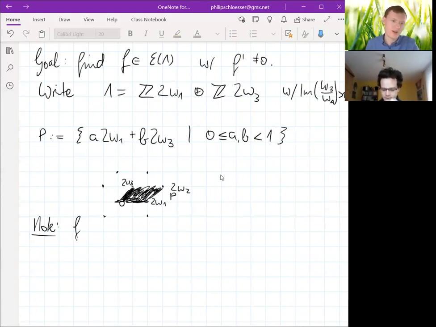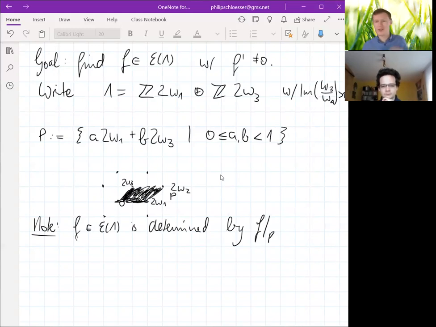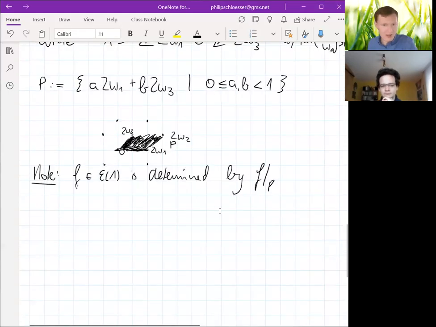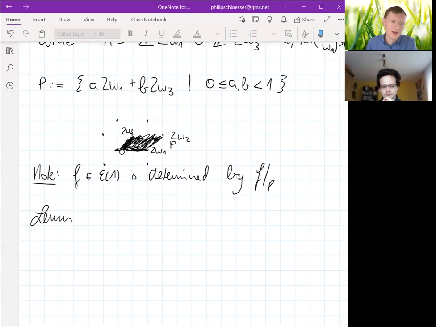And I guess one thing to note is that any elliptic function f in E lambda is determined by f restricted to that parallelogram, because you can just extend it doubly periodically and you get an elliptic function. And yeah, first thing to note, every holomorphic elliptic function is constant.